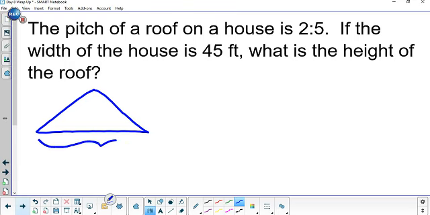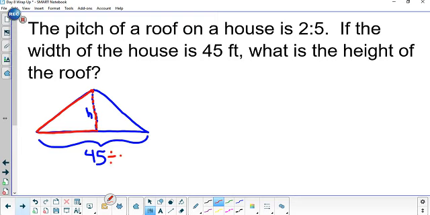The width of the house is 45 feet. What is the height of the roof? We know that the pitch is 2 to 5. So here was the important piece that we learned in this outcome. We have our height, which is what we're looking for. When we talk about slope or pitch of a roof, we can only talk about one portion of it, either the up or the down, not both together.